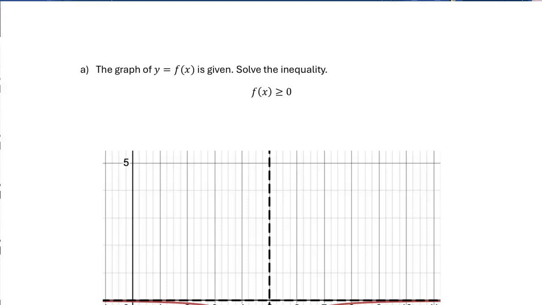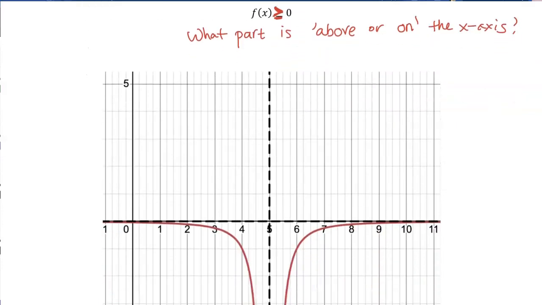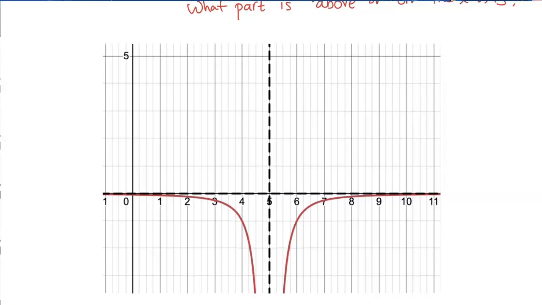So they're asking for what part is above or on the x-axis. That's what they're asking here, because greater than means it's going to be above it, but that bar of equal to means it can be on the x-axis. So let's read all the interval that the graph is sticking above the x-axis. Oh, not a problem here.